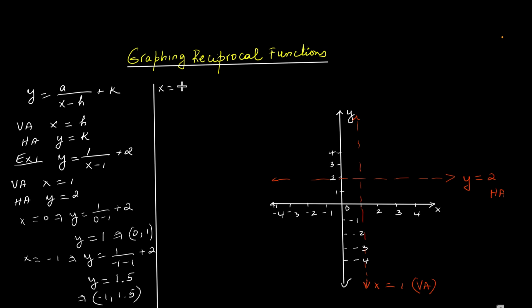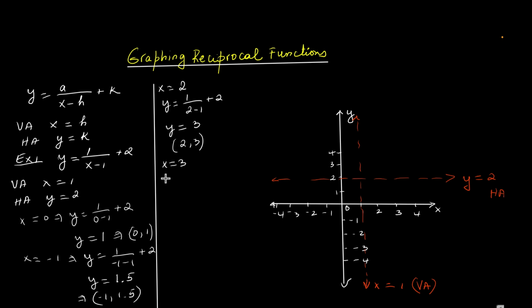To the right, x equals 2. Y equals 1 over 2 minus 1 plus 2. That is 1 over 1 plus 2. That is 1 plus 2. That equals 3. The point is 2, 3.